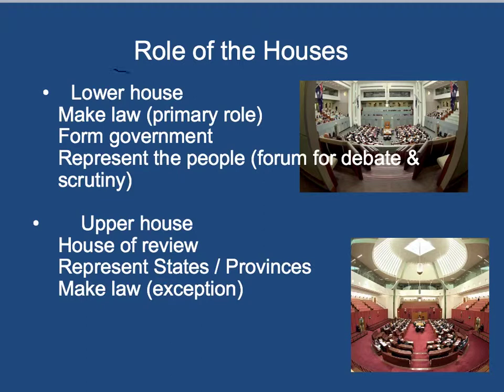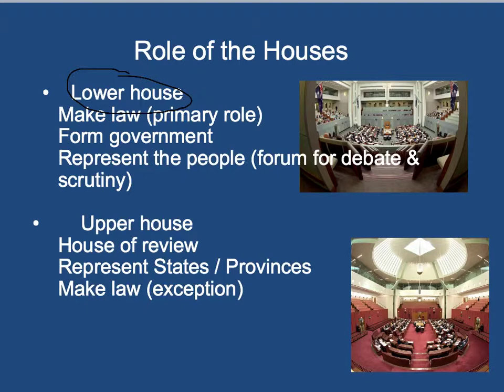So let's have a look at the lower house firstly. At the Commonwealth level, the lower house is known as the House of Representatives. At the state level, the lower house is known as the Legislative Assembly. Both perform similar functions. So remember to adapt your answer to the question being asked. If it's in the context of the Commonwealth, then you should be talking about the House of Reps. If it's in the context of the Victorian Parliament, then you should be talking about the Legislative Assembly.